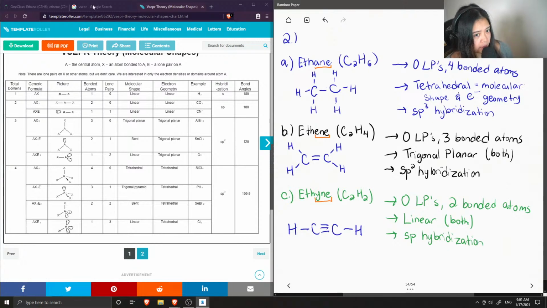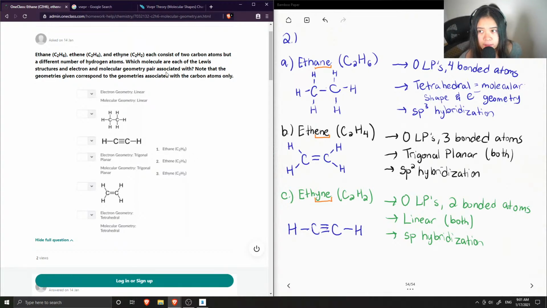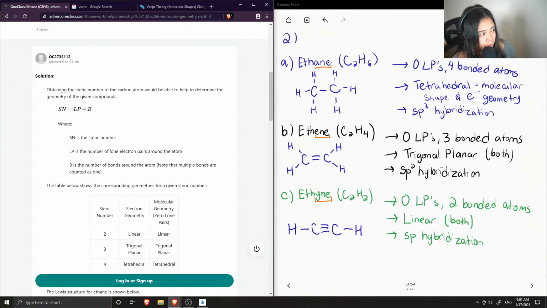Okay, so these are our 3 compounds, and I believe we answered all the sub-questions in this question. Let's see what the junior tutor said. Obtaining the steric number of the carbon atom would be helpful to determine the geometry of the given compounds, where Sn is equal to the lone pairs plus the bonds around the atom.